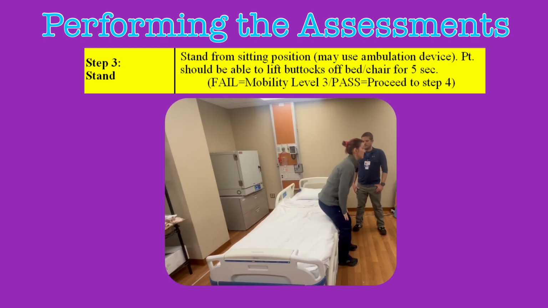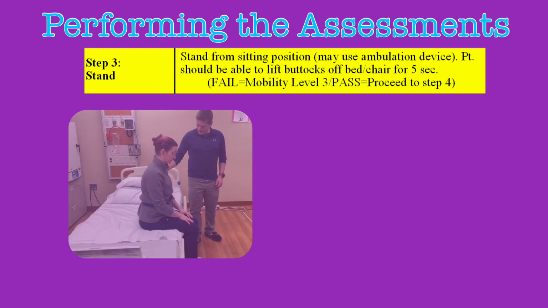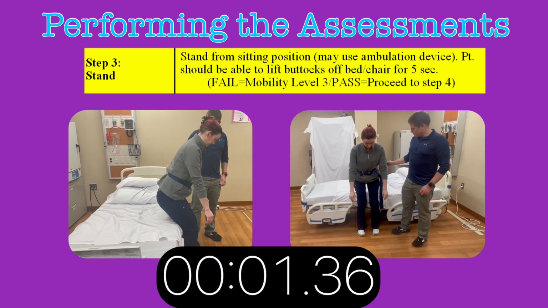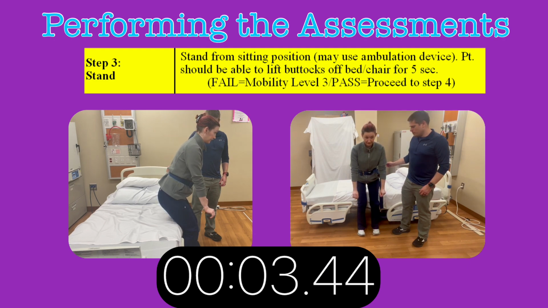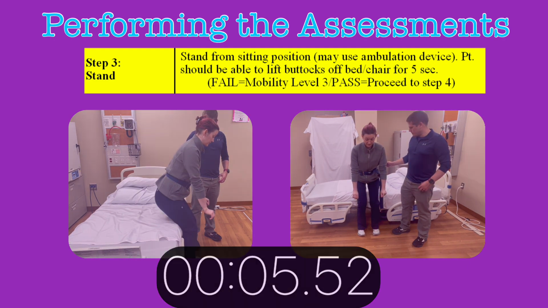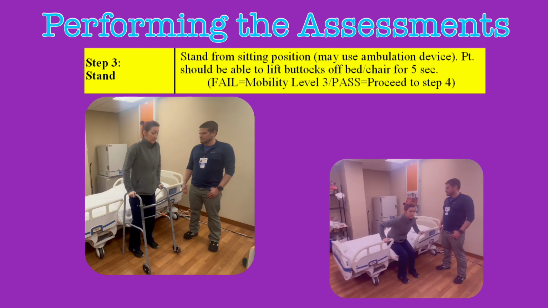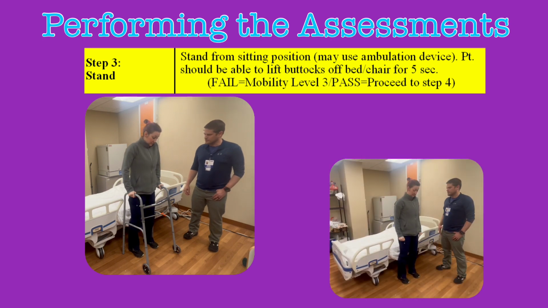The patient needs to be able to stand from a seated position, or at least lift their buttocks off the bed or chair for 5 seconds. It is okay to allow the patient to use an assistive device such as a walker, or for them to use the side rails or armrest to support themselves as they stand, but they must do this task on their own power, not with your assistance.